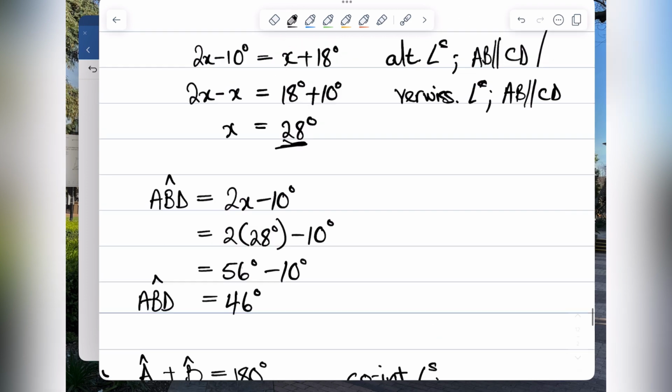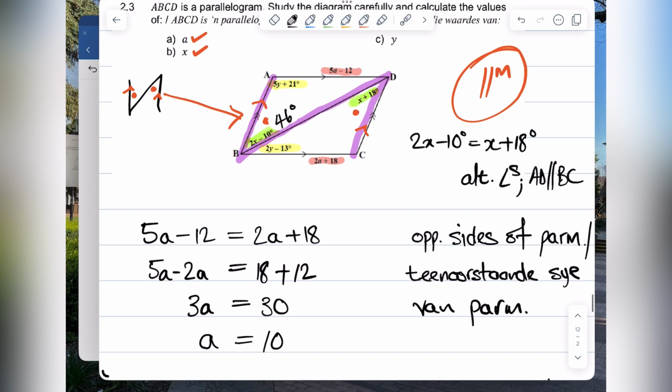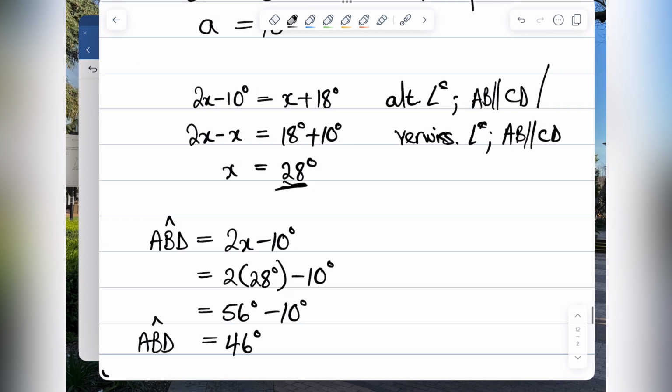and of course, which parallel lines are we using here? That is AD parallel to BC.